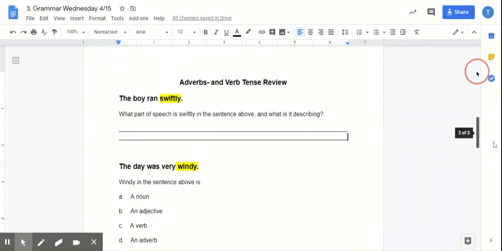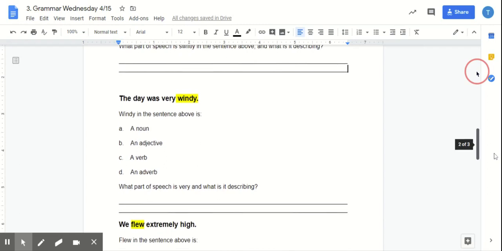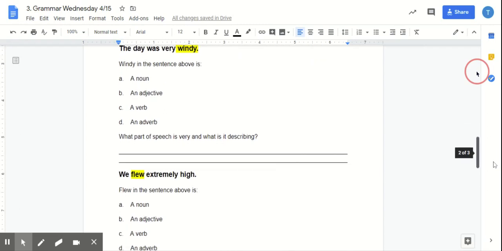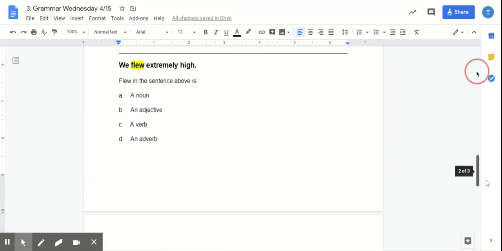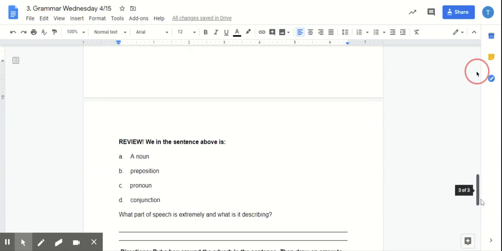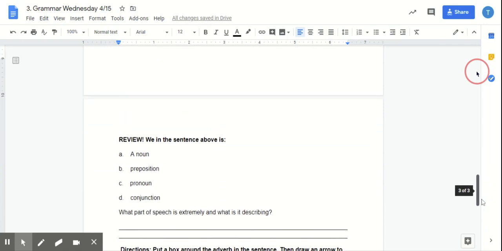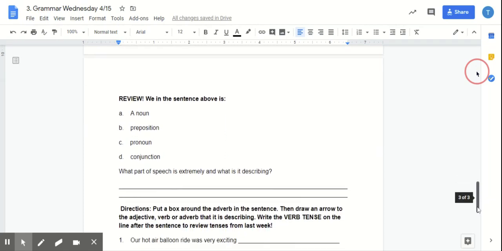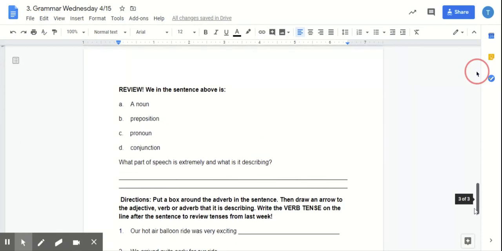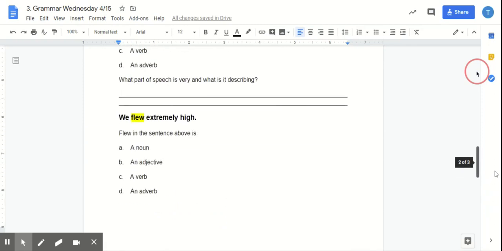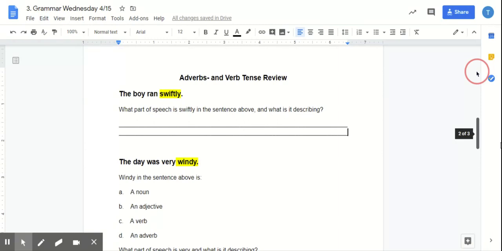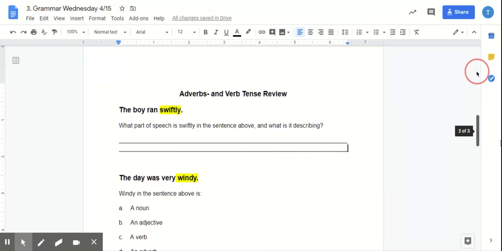So you are going to get into the first one where it says the boy ran swiftly. You're going to get into the second one, the day was very windy. You're going to get into the third one, we flew extremely high. And the fourth, which is connected to we flew extremely high in the sentence above, to this question right here for describing what part of speech is extremely and what is it describing, all before we get into the final part for the next direction. So I'm not going to read those directions yet because you're going to get into the first four pieces only. So go ahead and pause the video and get into these pieces, and then we're going to come back and we're going to discuss them as a class. So go ahead and pause the video and get started.